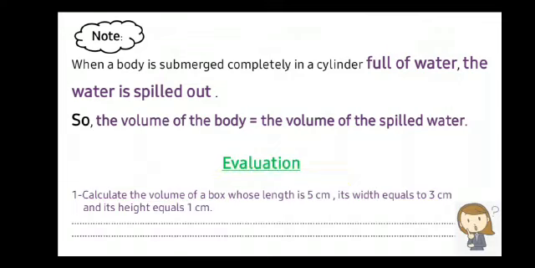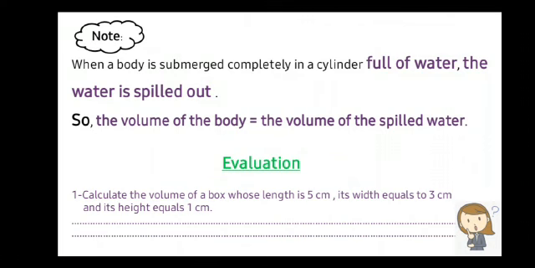After that, if I have a graduated cylinder completely filled with water, and I put something inside the graduated cylinder, the water will spill out of the graduated cylinder. The volume of this water equals the volume of the object I put inside. So the water starts spilling out. Now, the volume of this object will be equal to the volume of the spilled water.